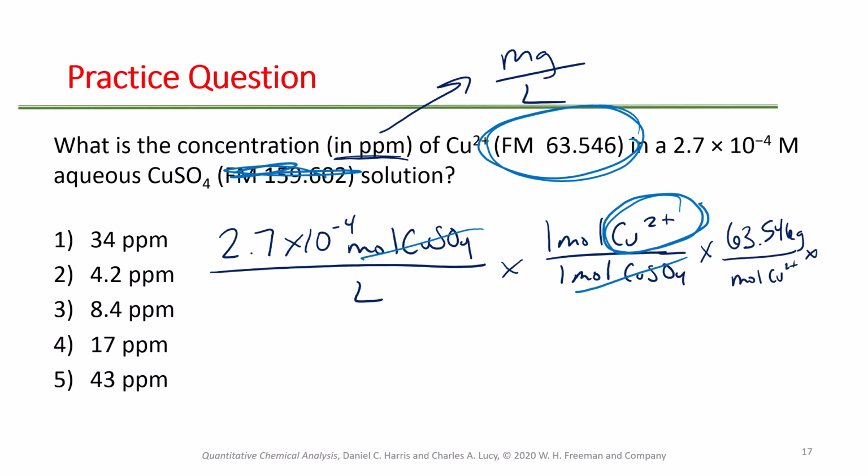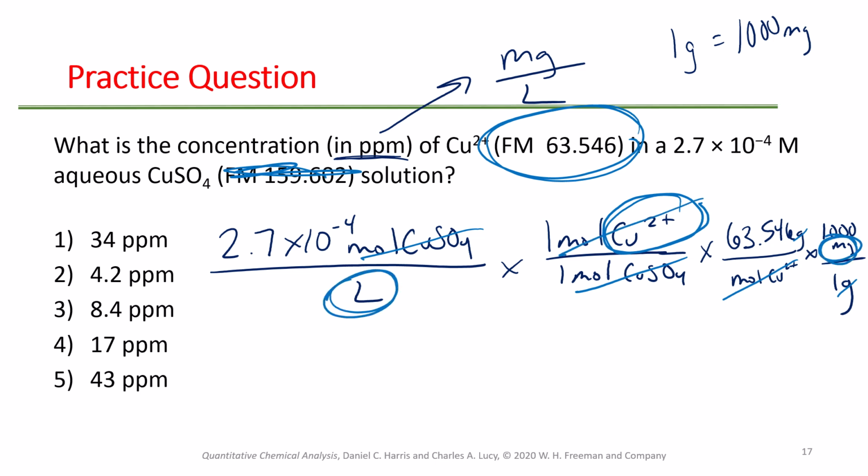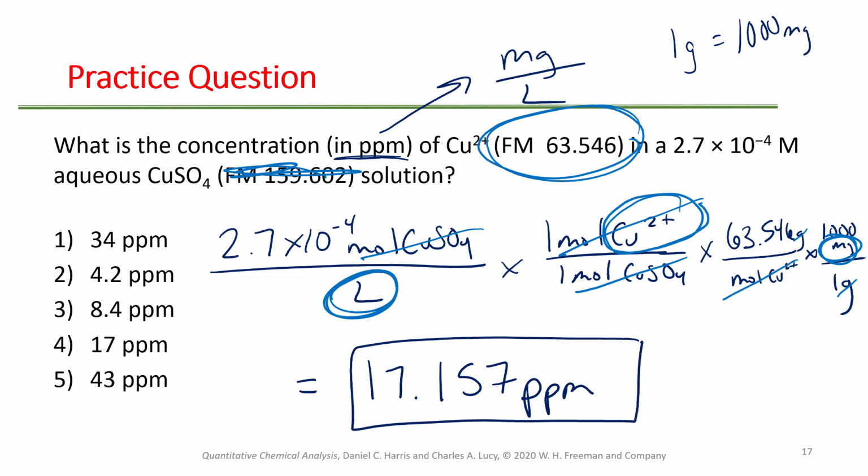And then lastly, to convert grams into milligrams, I have 1 gram equals 1,000 milligrams. I'm going to multiply it by 1,000. All right, so my units should cancel, and I should be left with milligrams per liter. Right, so when I do all of that math, I get 17.157 ppm, which leaves answer option 4.